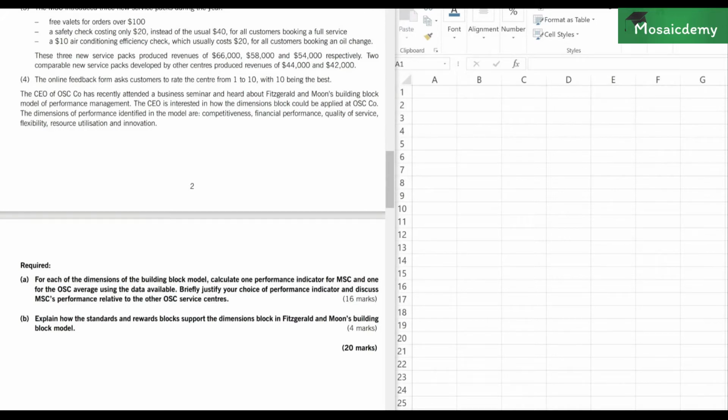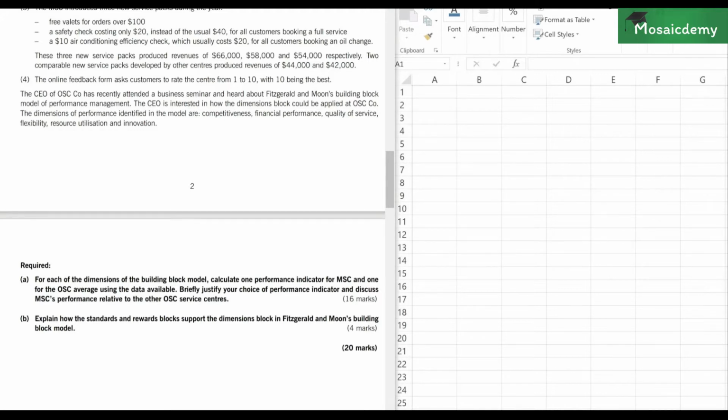The first requirement, part A, is the main one for 16 marks in total. And it says for each of the dimensions of the building block model. What were the dimensions? You could remember them using the mnemonic QUIF, FC. Q, quality. U, utilization. I, innovation. F, flexibility. F, financial performance. And C, competitiveness, right?